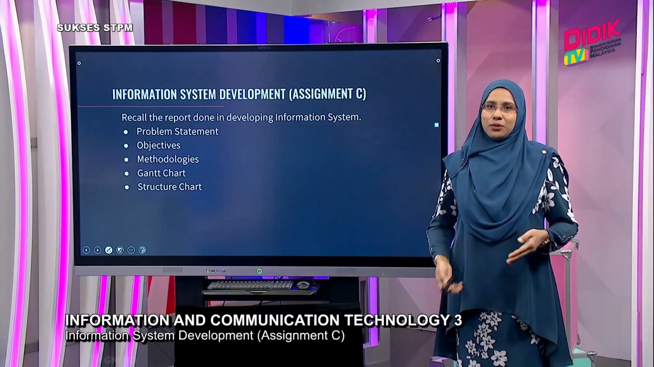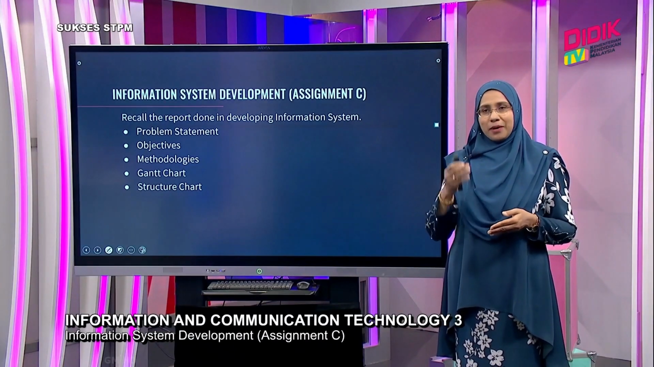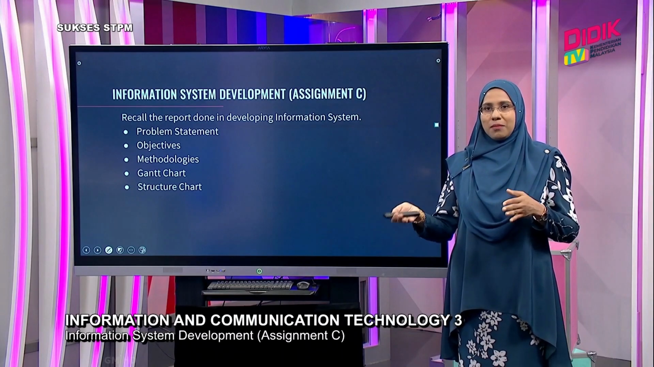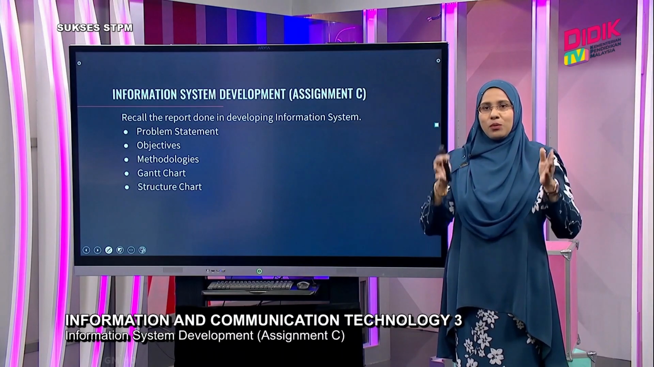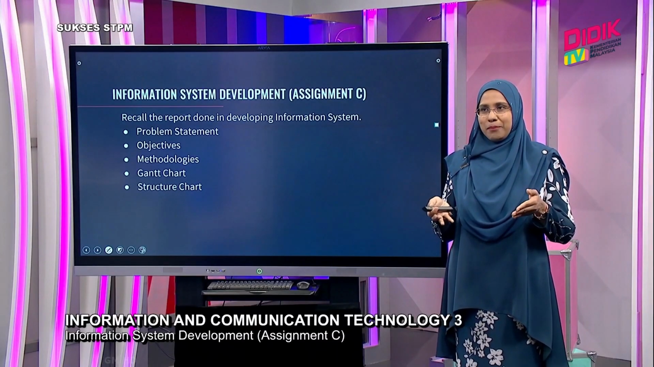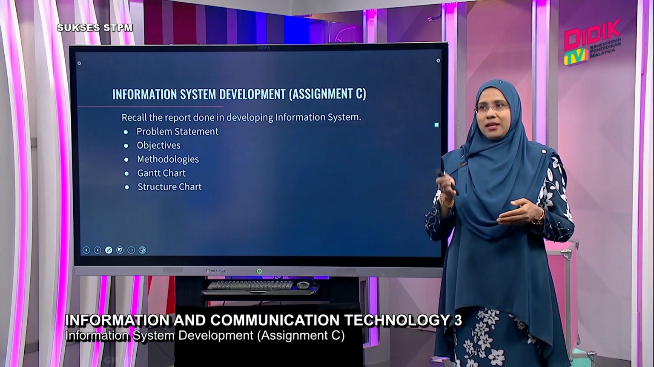So remember, you did your assignment. I hope you have finished your assignment. But this assignment is not just to be done and submitted to your teacher. You have to remember what you did, because questions might be asked in the exam. So recall the report done in developing the information system.